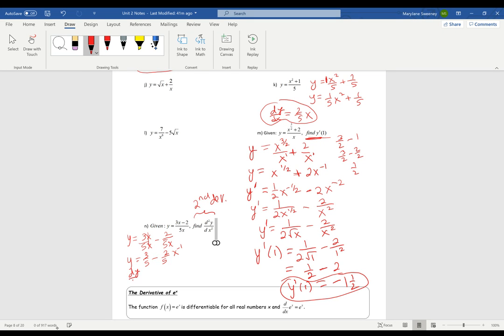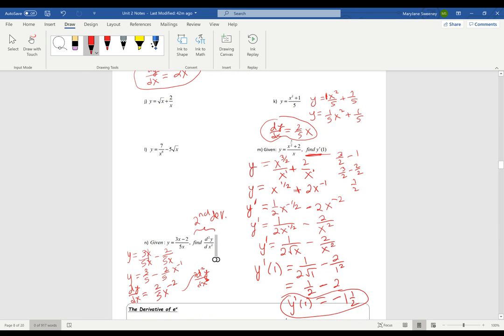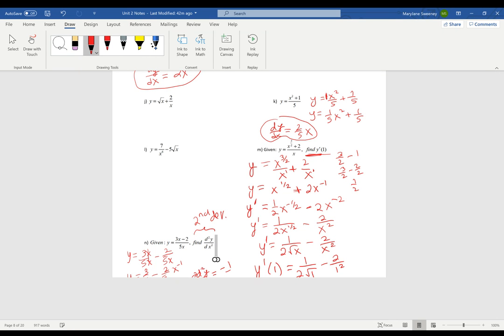So when I'm doing dy dx, which is the first derivative, the derivative of 3/5 is 0. Power rule, that'd be 2/5 x to the negative 2. Which means when I do the second derivative, d2y over dx2, when I do that, we're going to multiply, so I'm going to get negative 4/5.